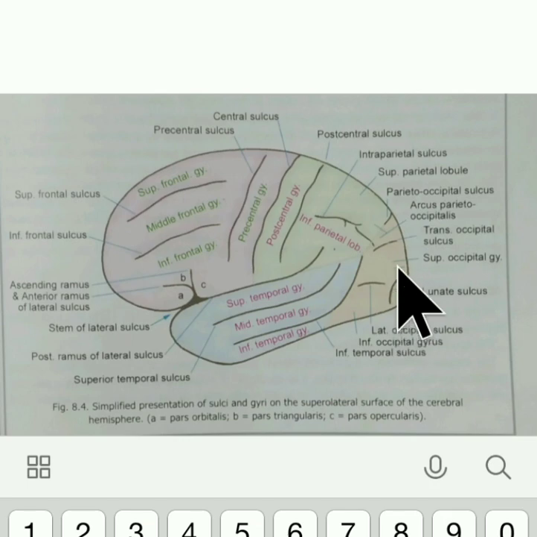descendens. We have another sulcus in the occipital lobe, called the transverse occipital sulcus. The area between the parieto-occipital sulcus and the transverse occipital sulcus is called the arcus parieto-occipitalis. So these are the sulci and gyri seen on each lobe on the supralateral surface of the cerebral hemisphere.